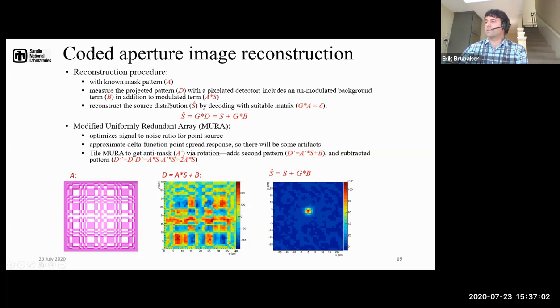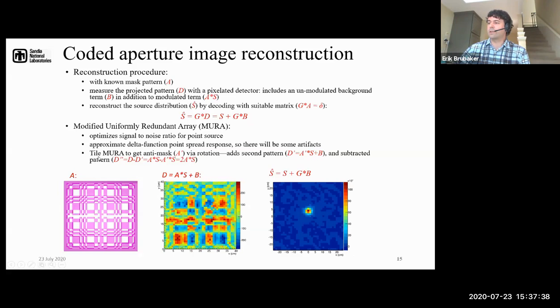So the reconstruction proceeds by decoding. This is the simplest version of coded aperture reconstruction. You decode that data with a matrix whose product with the original mask pattern is a delta function. If you follow that through, if you operate on the data D with this decoding matrix G, you end up with a delta function times S, which is what you want, but you also have this background term now propagated through the decoding matrix G.